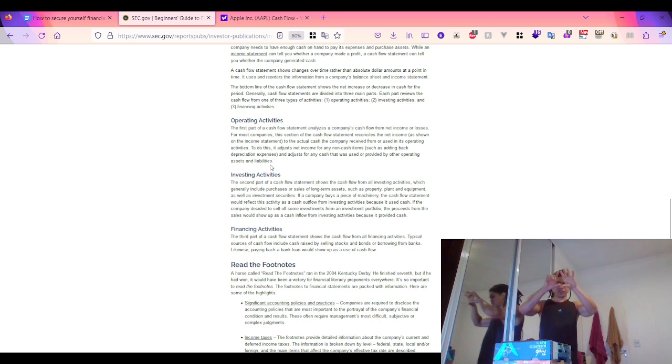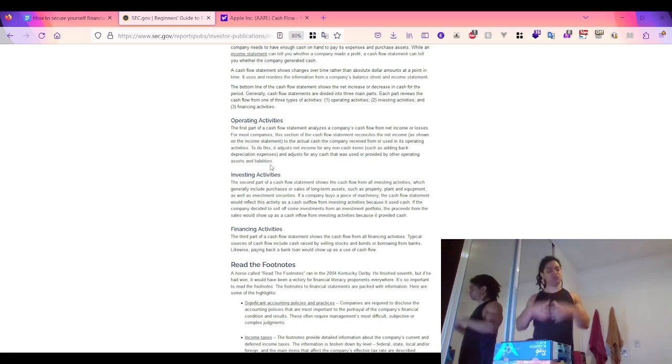So then I look at the investing activities, which generally involve the purchase or sale of long-term assets, such as property, plant, and equipment, investments, intangible assets, and leasehold improvements.